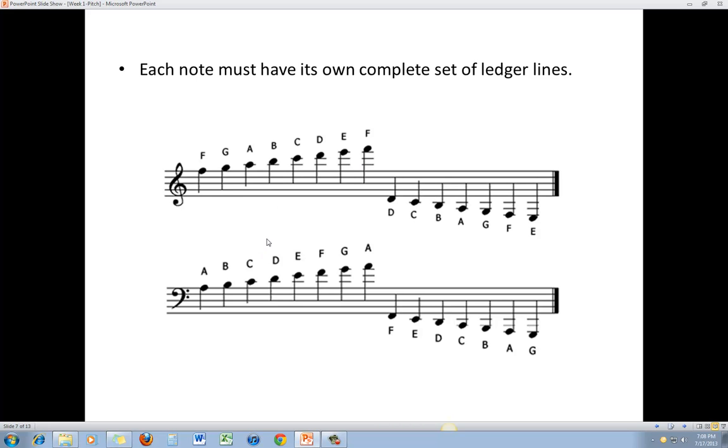The reason for this is because visually you want to be able to look at the staff quickly and tell what note you've got. And if you start collecting ledger lines, pretty soon you've got a 6-line staff and a 7-line staff, and that just gets very confusing.